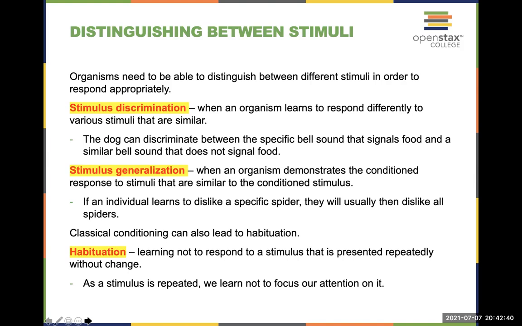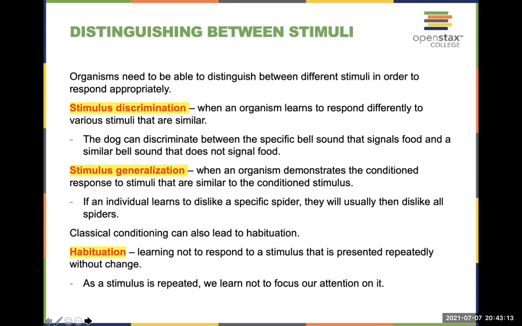So in this example, the dog can discriminate between a specific bell that signals food and a similar bell that doesn't, right? I'll give you an example. I ring the bell that I paired with my food for my dog, but then somebody comes to the door and rings the doorbell. Now the dog is going to respond to the doorbell, but it's not going to be salivating, right? Because it knows that doesn't signal food.